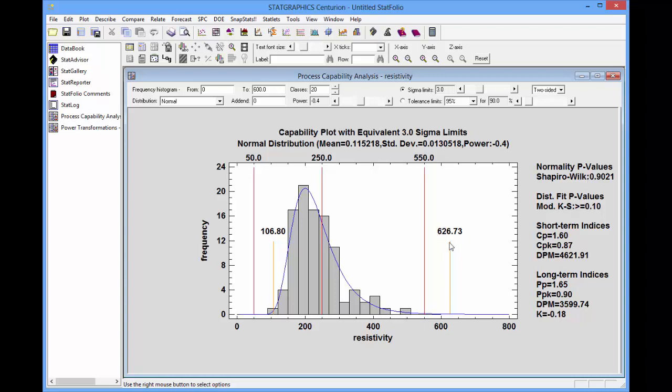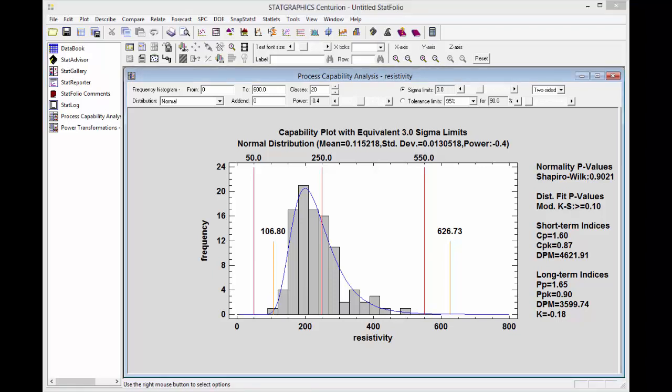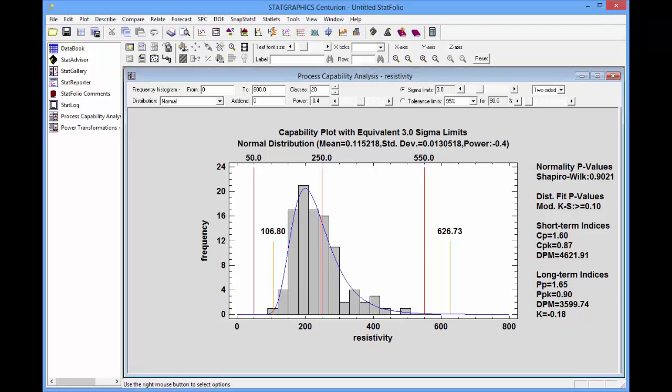Unfortunately, the upper equivalent 3 sigma limit is now quite a bit above the upper specification limit, although the lower equivalent 3 sigma limit is now good. You'll notice also that the short-term and long-term capability indices have changed. Some have gotten better, some have gotten worse. The important thing is, though, that these capability indices are now based on a model that adequately fits the data.